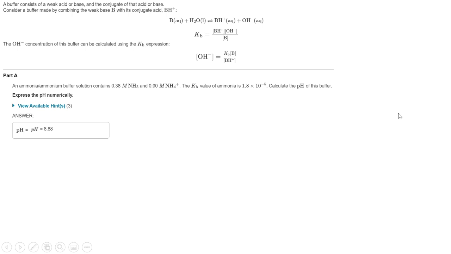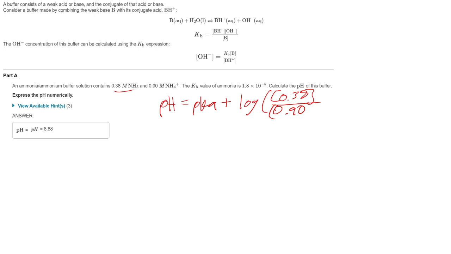Okay, so if you remember your Henderson-Hasselbalch, that was your pH equals pKa plus the log of the A minus. In this case, the A minus would be right here, the base. So 0.38 divided by 0.9. We'll just play around with the Henderson-Hasselbalch real quick and see what happens, huh?